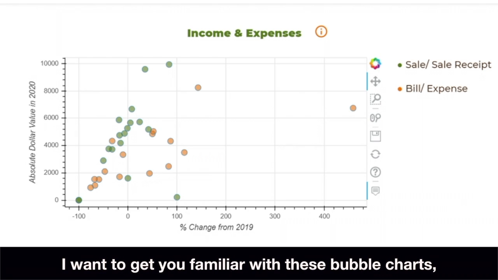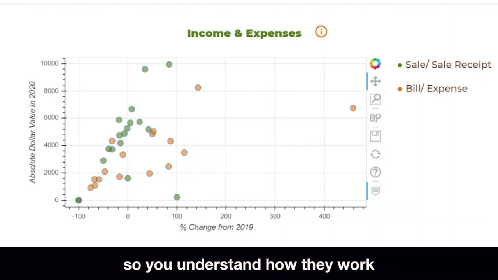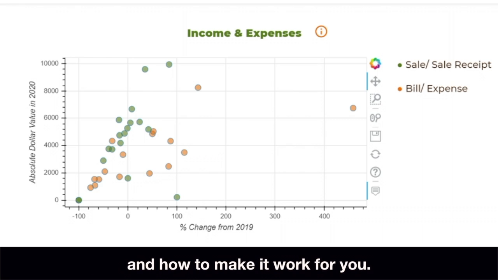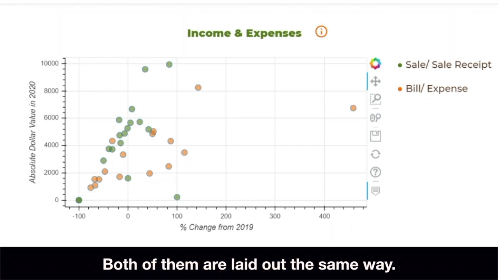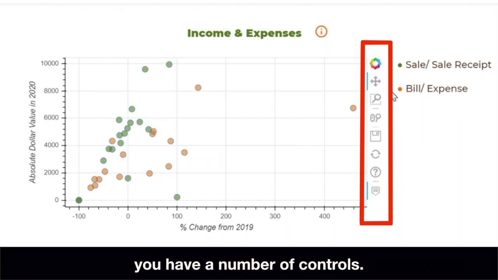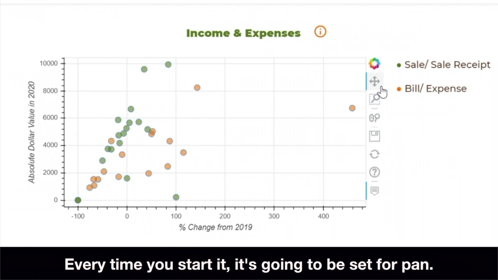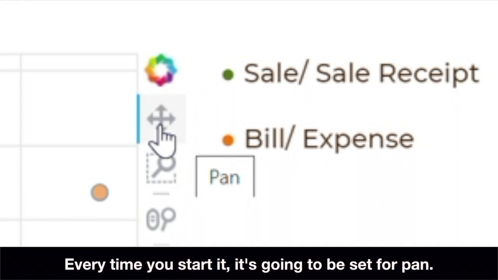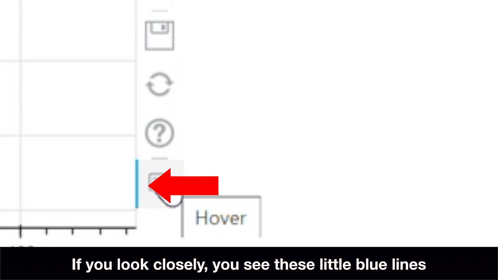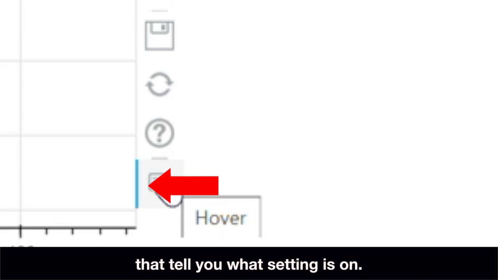I want to get you familiar with these bubble charts so you understand how they work and the information they provide you. So first, I'm just going to walk you around the chart itself and how to make it work for you. Both of them are laid out the same way. The first thing I want you to notice is on the right-hand side, you have a number of controls. Every time you start it, it's going to be set for pan. It's also going to be set for hover. If you look closely, you see these little blue lines that tell you what setting is on.